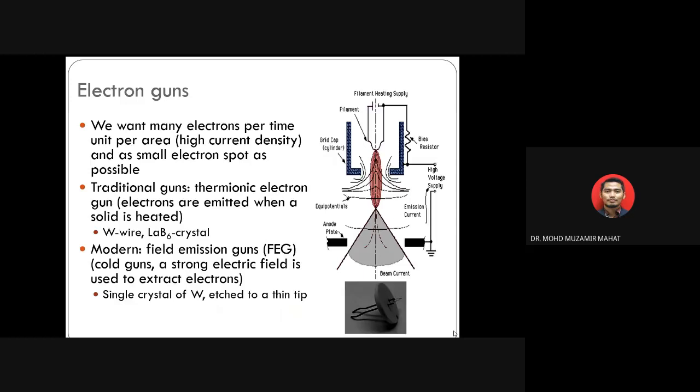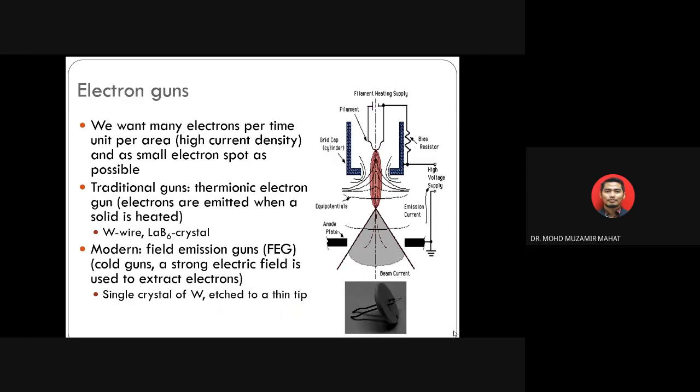Number one is the electron gun. We want many electrons per time unit per area, which corresponds to the condition of high current density and as small an electron spot as possible. Traditional guns use thermionic electron guns, where electrons are emitted when a solid is heated. We can use a tungsten wire or lanthanum boride crystal.